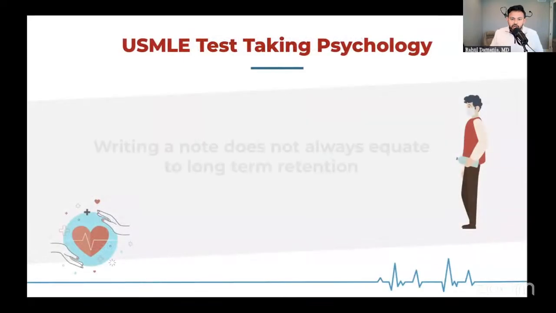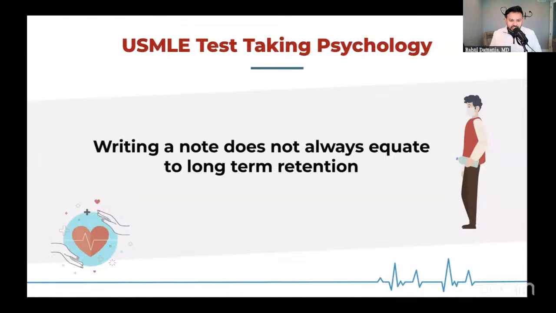So here are some concluding test-taking psychologies. Writing a note does not always equate to long-term retention. Do not make a note if you are not going to review that note. If you are going to be taking notes, you should spend the time to review notes. When you make a note, it doesn't mean you know it. So you want to be strategic and intentional. What notes are you going to be taking?